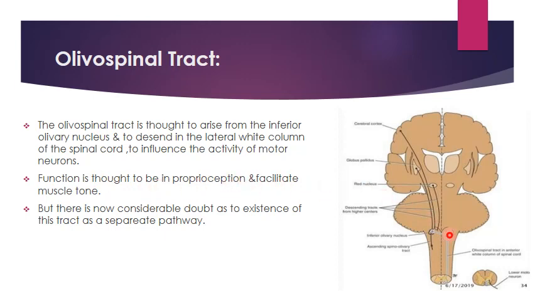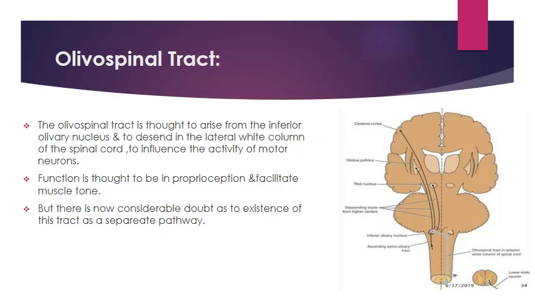Here you can see the inferior olivary nucleus present in the medulla, and these fibers immediately cross and descend as the olivospinal tract to reach the lateral white column of the spinal cord, and finally they synapse with the internuncial neurons present in the anterior gray column of the spinal cord. But there is now considerable doubt as to the existence of this tract as a separate pathway.